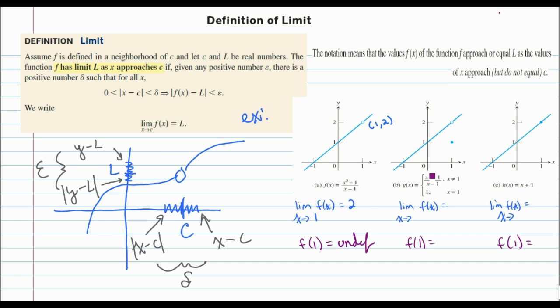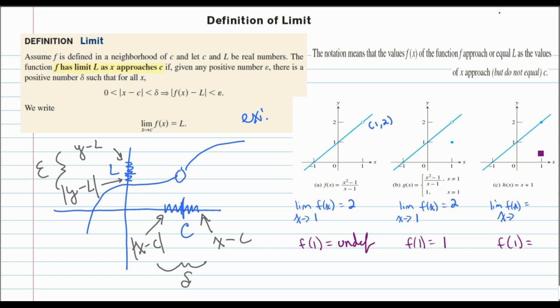Now in b, we've made a piecewise function so that at x equals 1, the function is defined. However, that doesn't change the limit. The function is still approaching the y value 2 as x approaches 1. But the function's value at 1 is in fact 1. We've now defined it. It's not undefined anymore. We've defined it to be 1.